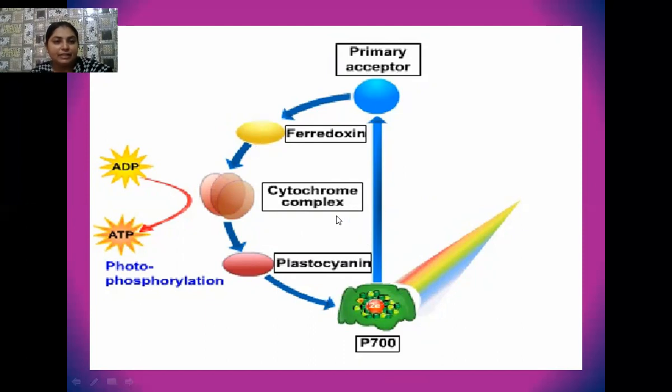One very important thing about this cyclic photophosphorylation is that here no NADP plus is present as an electron acceptor, and the NADP plus reductase enzyme is also absent. So that's why during the course of the entire journey, only ATP molecules are synthesized in cyclic photophosphorylation.